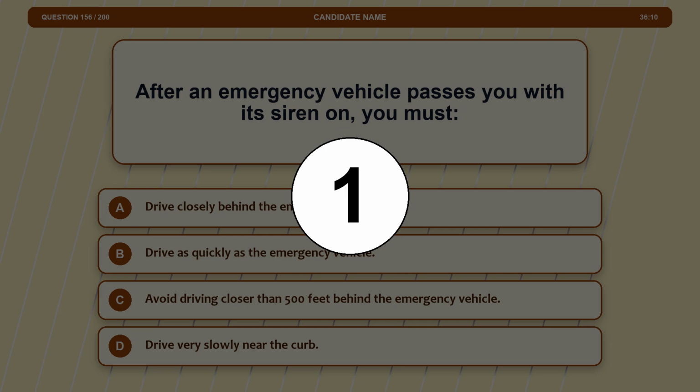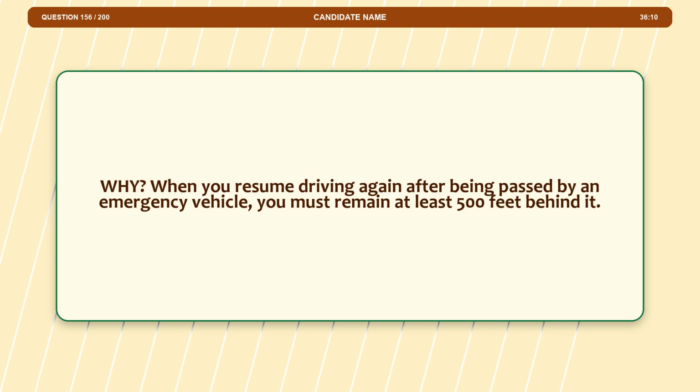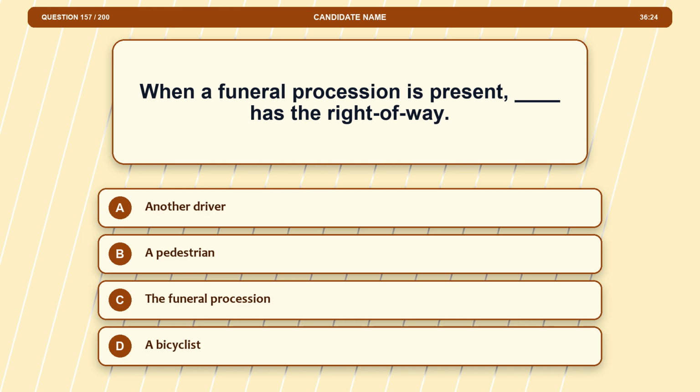The correct answer is option C. Avoid driving closer than 500 feet behind the emergency vehicle. Explanation. When you resume driving again after being passed by an emergency vehicle, you must remain at least 500 feet behind it. Question 157. When a funeral procession is present, blank has the right of way.